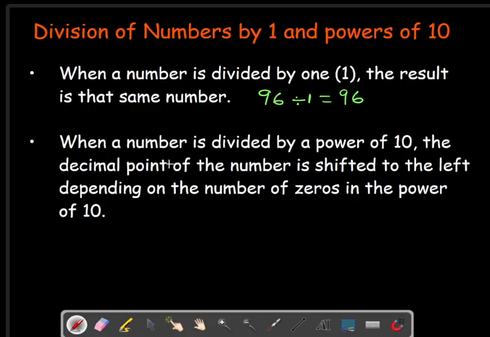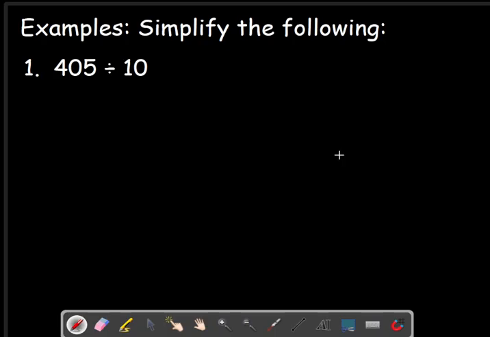Now number 2. When a number is divided, and here number means both whole numbers and decimal numbers, the same principle applies. When a number is divided by a power of 10, the decimal point of that number is shifted to the left depending on the number of zeros in the power of 10. We understand that better as we solve the examples now.